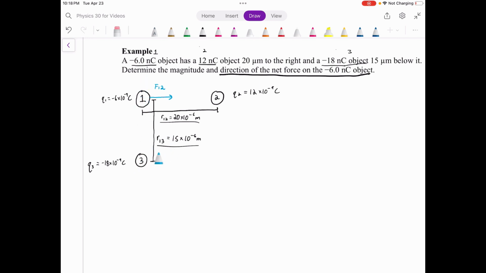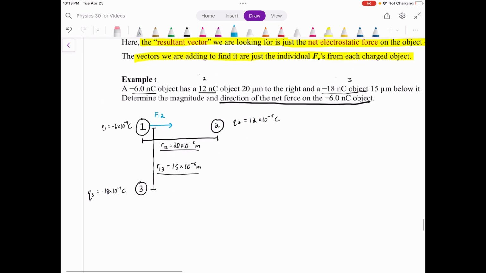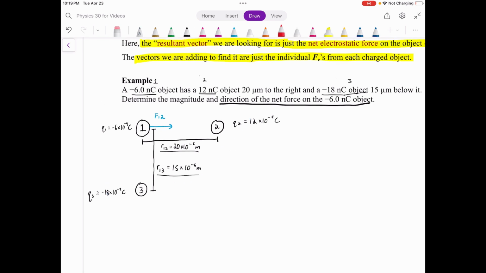So it'll be bigger actually, we can tell, because not only are they closer together, but this one has more charge than object 2. So it's hard to draw super accurately, but upwards and a little bigger. Okay, that's what the force from object 3 on object 1 will look like. And there we go. Now we kind of have an idea, right?